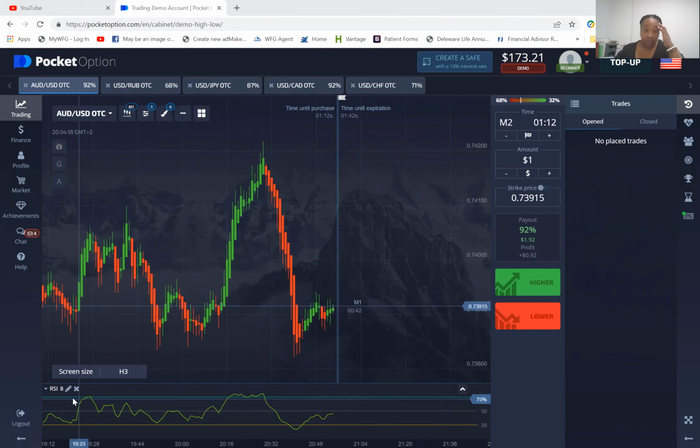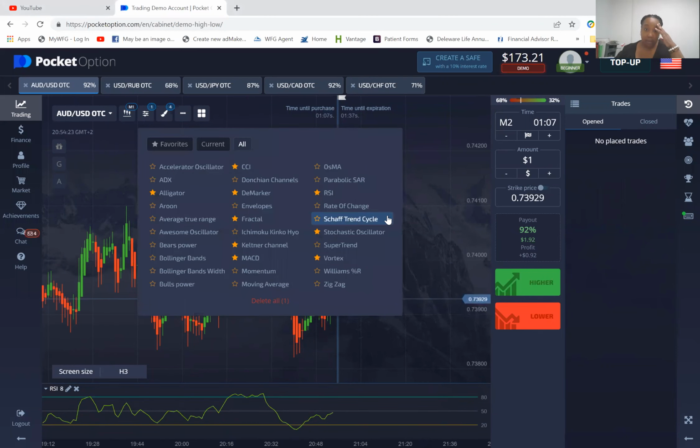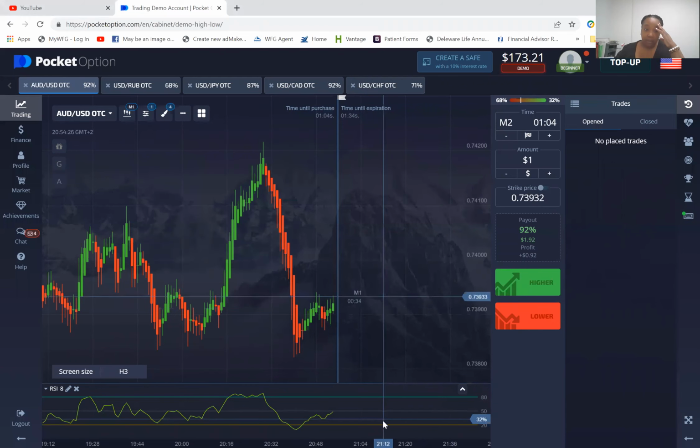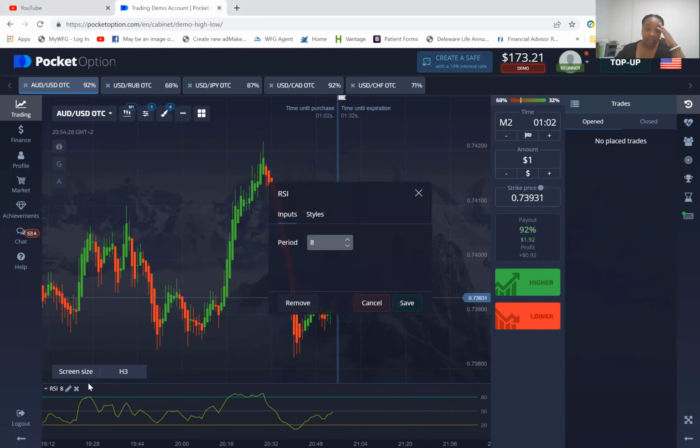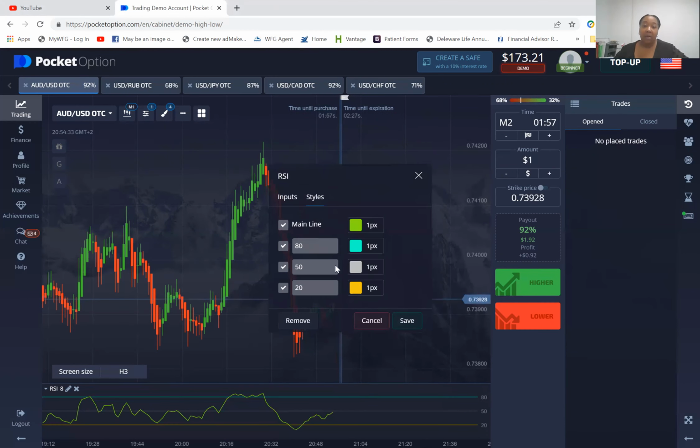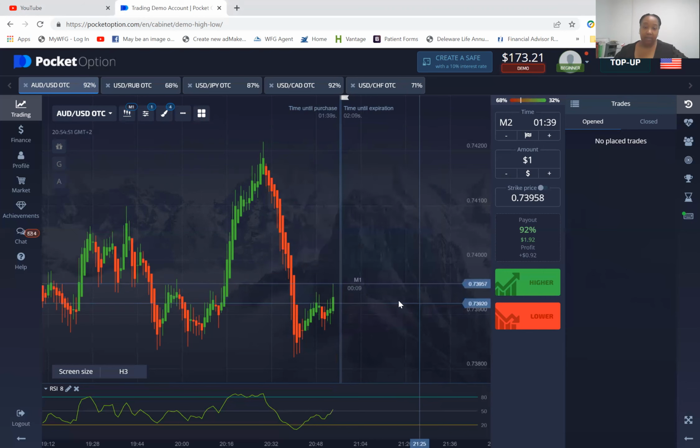The first indicator that we're going to use is the RSI. Go here and we get that indicator right here, RSI. It comes at default at period 14. I want you to change that to 8. And also, when it comes to the settings, the levels are going to be 70-30. You want to change them to 80-20, okay? And hit save.